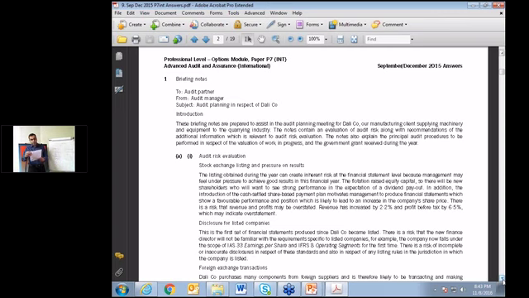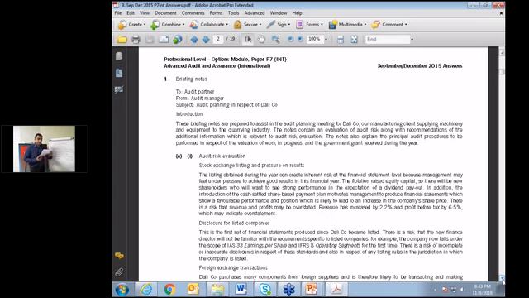And I'll just read a bit of this because we're not going to go into a lot of details. So how has this point been described? How will you get the 2 marks for the stock exchange listing point? The listing obtained during the year can create inherent risk at the financial statement level because management may feel under pressure to achieve good results in this financial year. We talked about risks at the broader level, risks at the transaction level. We talked about controls at the entity level and controls at the transaction level. And you see the same terminology being applied here.